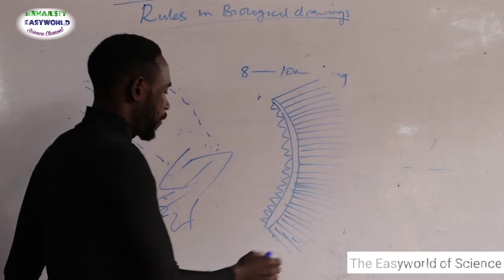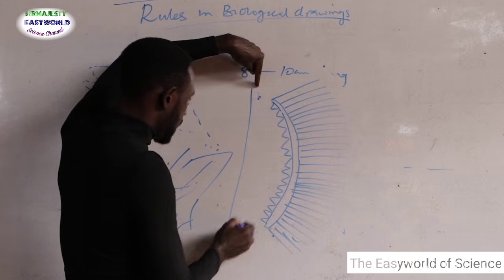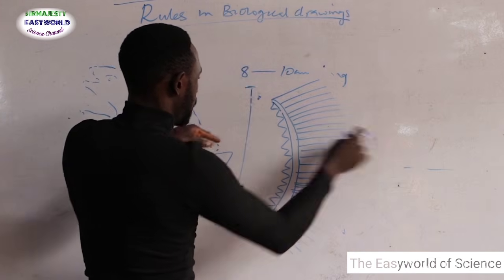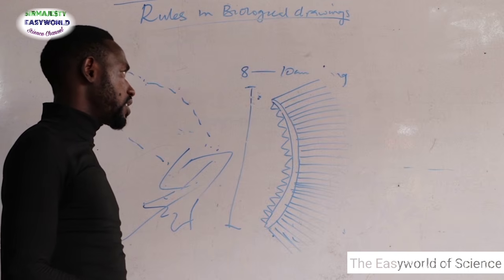Okay. Don't wait for the marker to tell you this is 8 to 10. What they mean is this major length. Nobody tells you from here to here. So in this case, the size of the drawing has a mark.